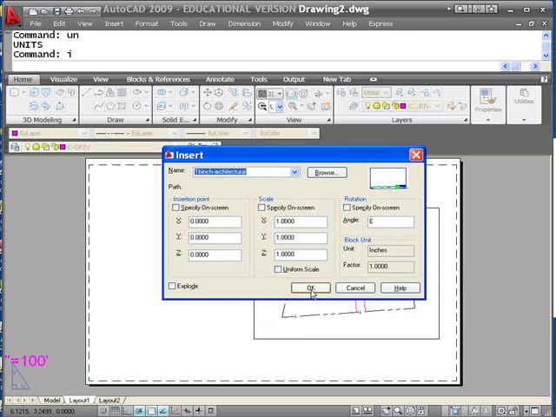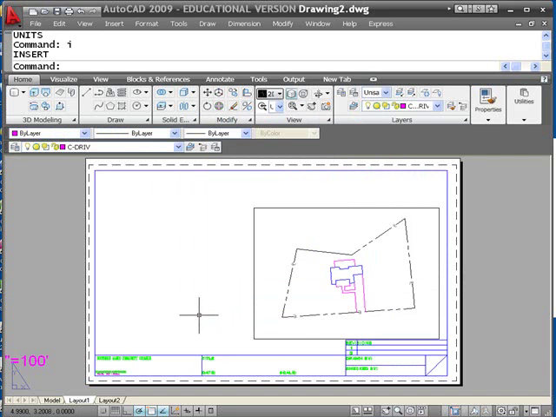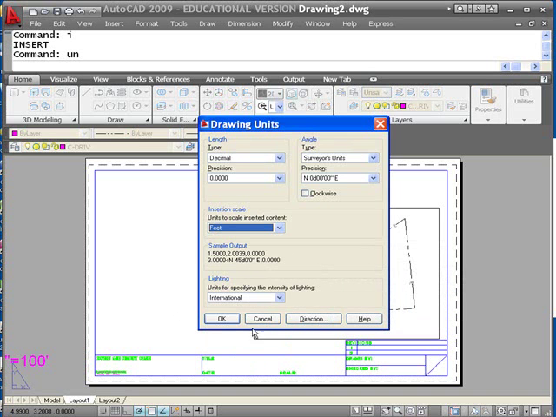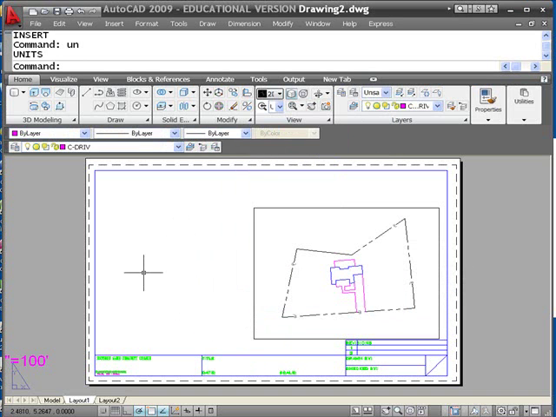That block actually is part of this drawing now. And now it comes in the right size because I changed the units to inches. Now if I wanted to, I'd go back and change it to feet again. So if I do want to bring in any content that was drawn in inches into model space, it would come in the right size.